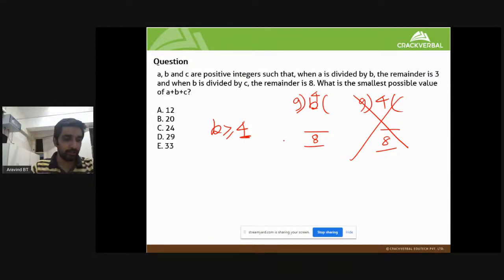Right? I hope that is clear now. So just because it says smallest, don't make the mistake of going for the smallest value. It may not work out all the time, right? It has to be the smallest possible value.